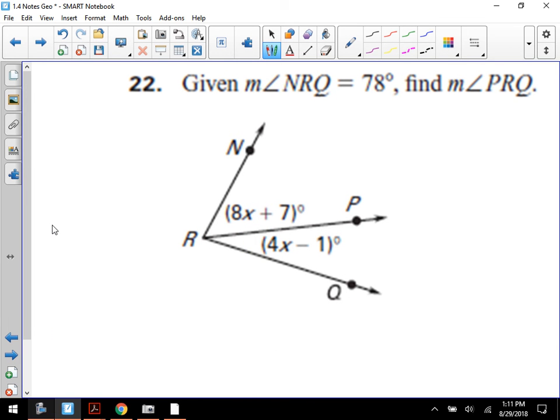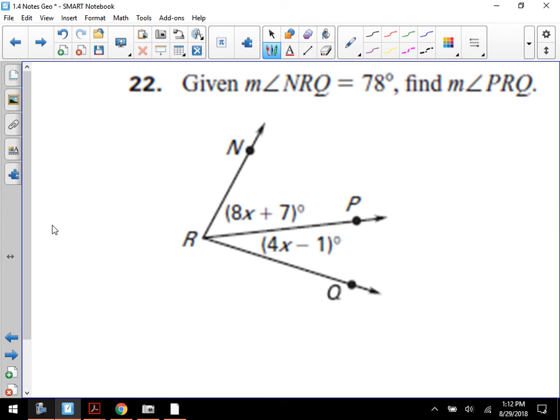back to the same idea. You get a given angle, a given diagram. You're given information. I'll give you a second to draw this up here. You're given that the M in front of the angle means measure of the angle. That's what that stands for. Measure of angle NRQ equals 78 degrees. Find the measure of PRQ given the information.